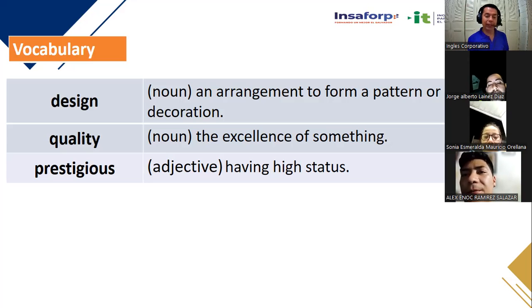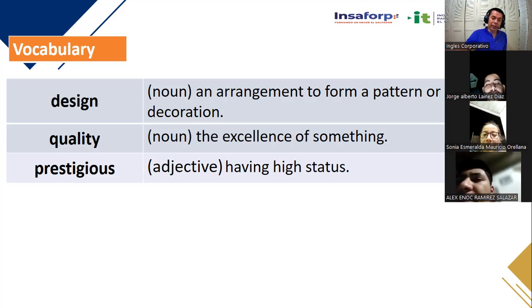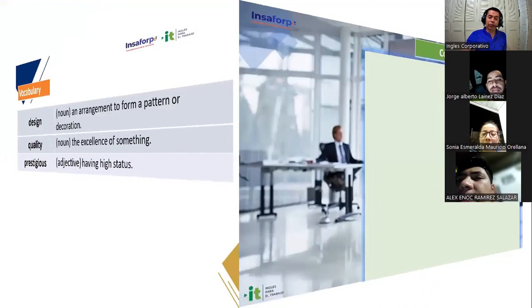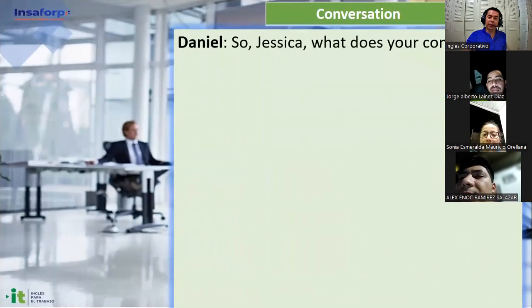Galvaniza, for example, right? Galvaniza has quality in the product, right? The products of Galvaniza are excellent, right? Prestigious. Prestigious is having a high status, right? A high status. Okay? Very good. Now, let's go to the conversation. Listen, please. So, Jessica, what does your company do?